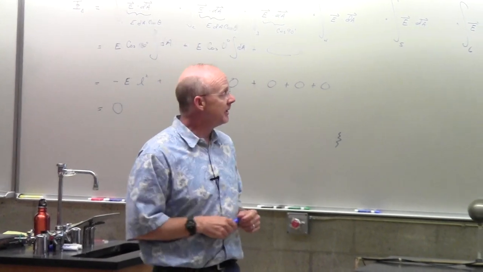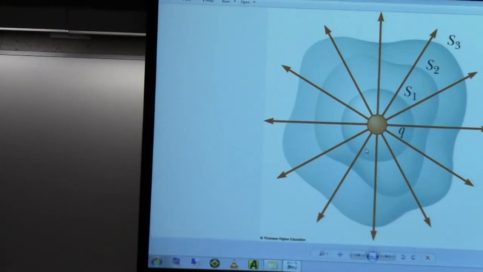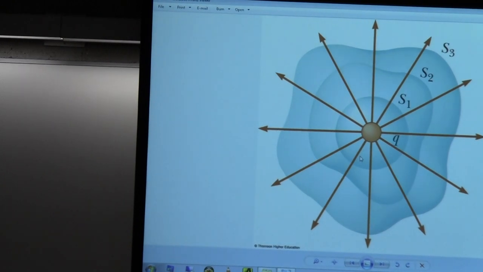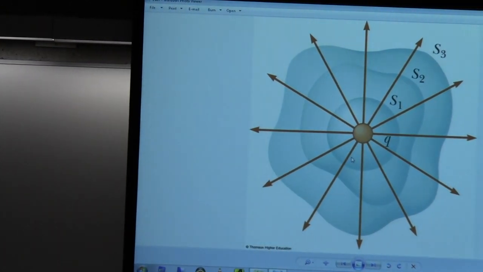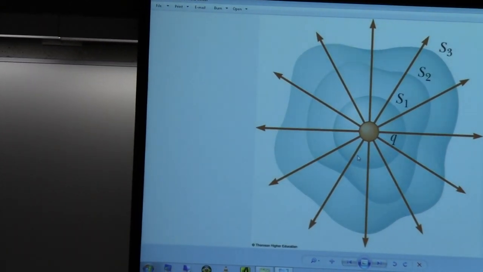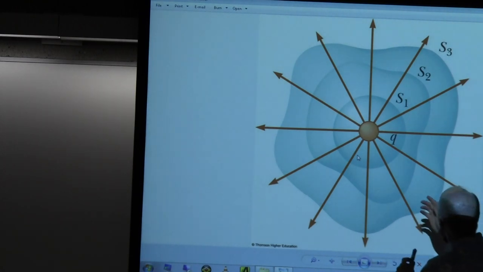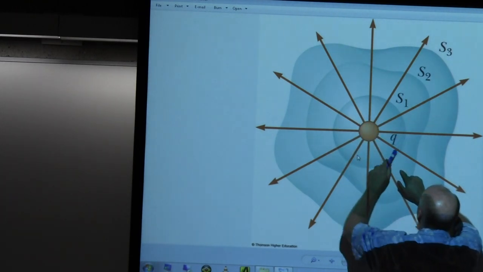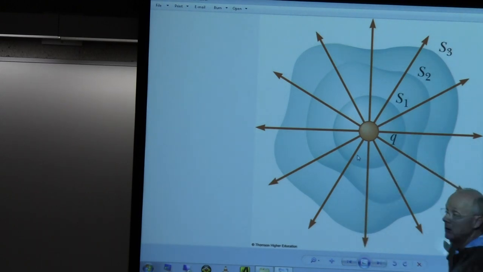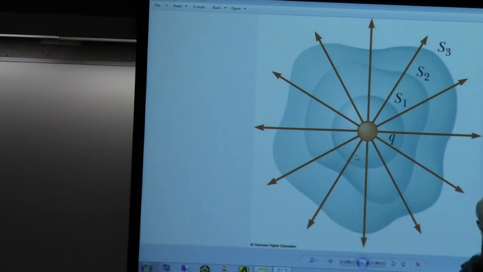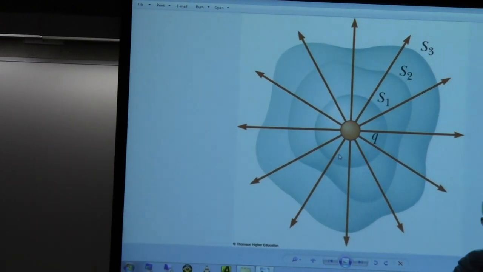Let's look at this picture for a moment and see if we're getting the idea of the flux. Now, obviously, this one comes out to be non-zero, right? And let me ask you this. Let's look at these different surfaces. You'll see the author has labeled surface 1, 2, and 3. How would the flux going through surface 1 compare to 2? Is it the same flux?